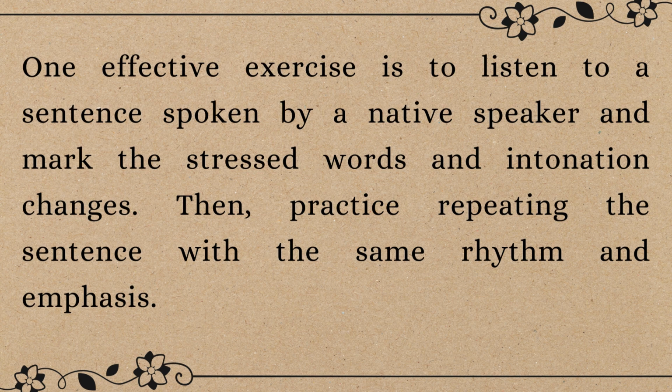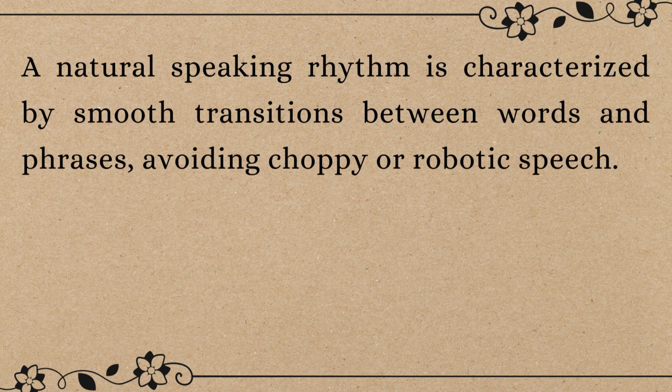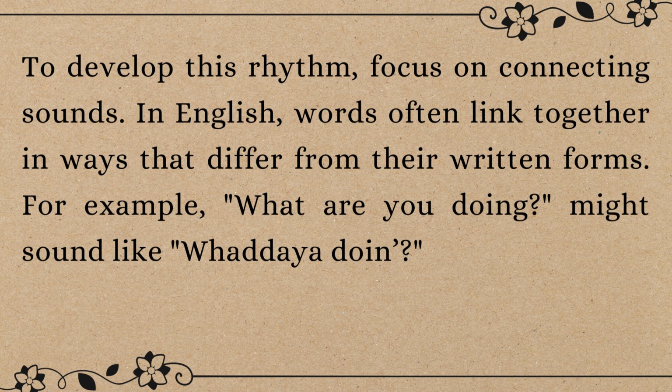One effective exercise is to listen to a sentence spoken by a native speaker and mark the stressed words and intonation changes. Then, practice repeating the sentence with the same rhythm and emphasis. 4. Developing a natural speaking rhythm. A natural speaking rhythm is characterized by smooth transitions between words and phrases, avoiding choppy or robotic speech. To develop this rhythm, focus on connecting sounds.